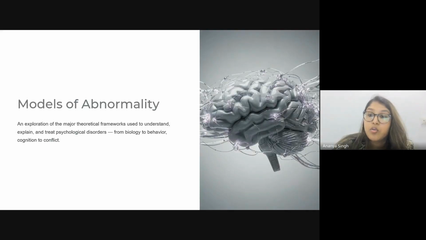Okay, so we have several lenses to view abnormality, right? There are several, two to three to four of them. One is the genetic biomedical model. One is psychodynamic, then there is behavioral, there is cognitive, and there is the diathesis-stress model. Five of them mainly. Keep account.